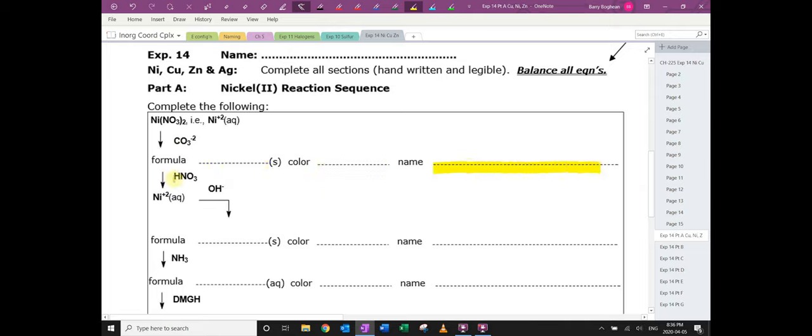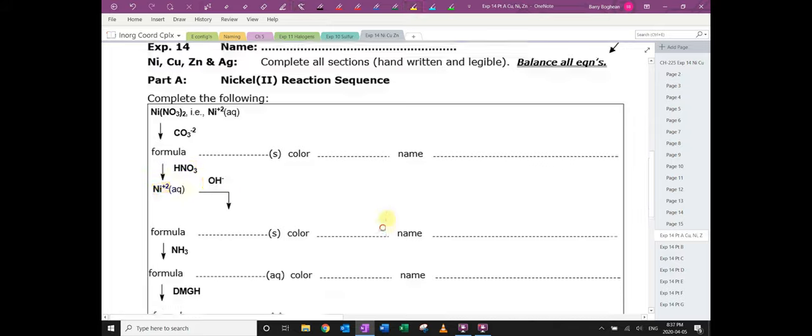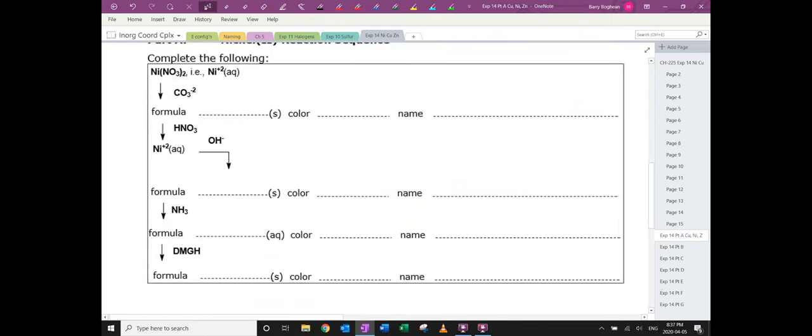The carbonate precipitate will be redissolved with nitric acid and then reprecipitated as the hydroxide. The hydroxide actually dissolves in ammonia, forming an amine complex of nickel. So ammonia bonds more strongly than hydroxide and displaces the hydroxide. Finally, we'll add another ligand, dimethylglyoxime, which displaces the ammonia and forms a complex.